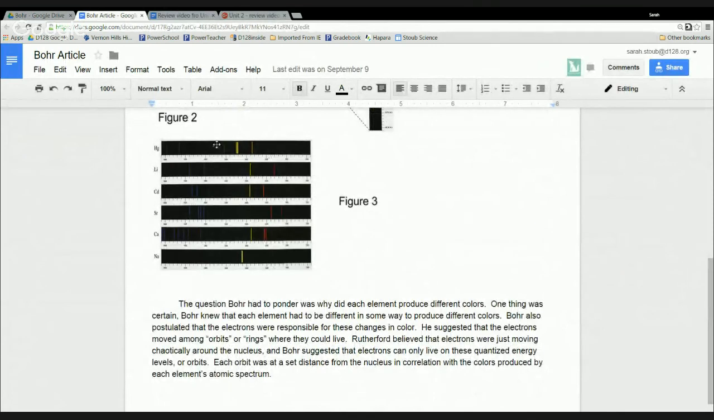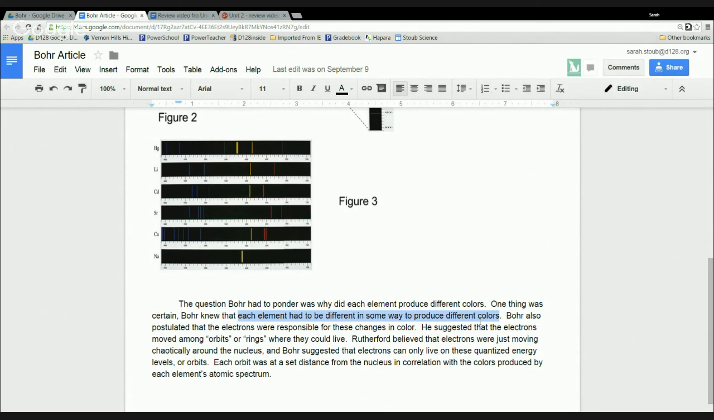So you can see that mercury, this is its atomic emission. This is lithium's and cadmium's and strontium's and calcium's and sodium's. Each atom has a specific atomic spectra. And that's exactly why Bohr knew that each element had to be different in some way to produce all these different colors. The atomic spectra are like a fingerprint for each element.